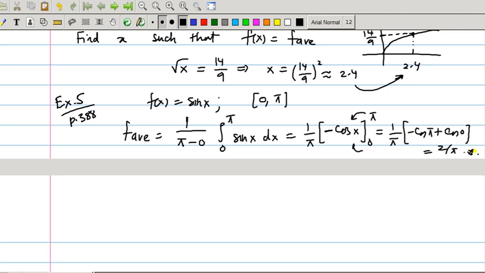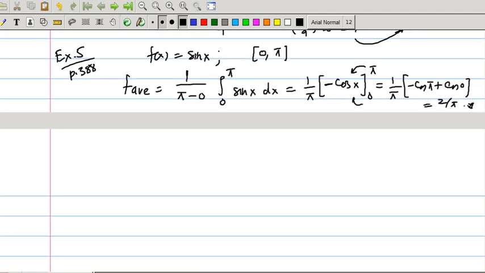over the interval. If I change the interval, the average value will change, right? Because this pi minus 0 will change, 0 to pi will change. If I say find the average value of sine x from 0 to pi by 2, the answer will change, right? So this was kind of an application of integration. So we are more concerned with application.